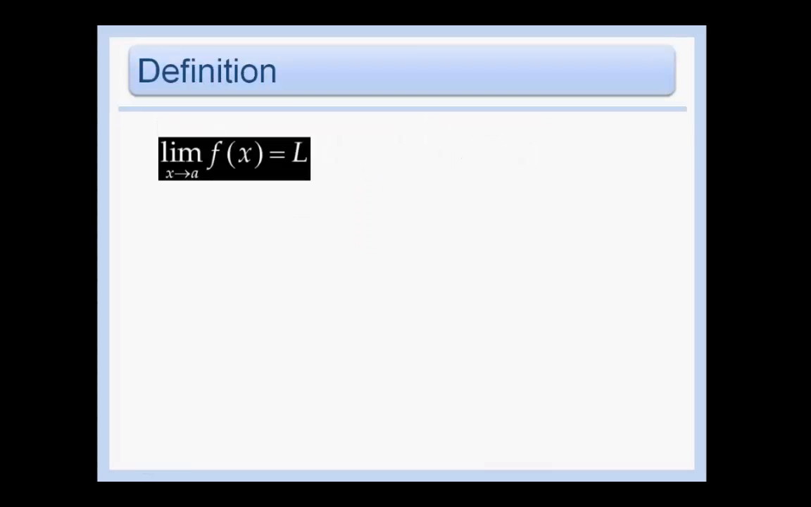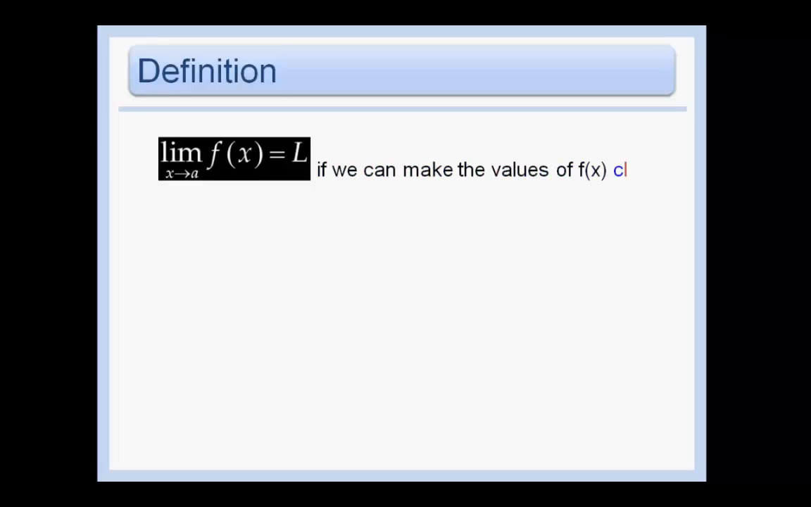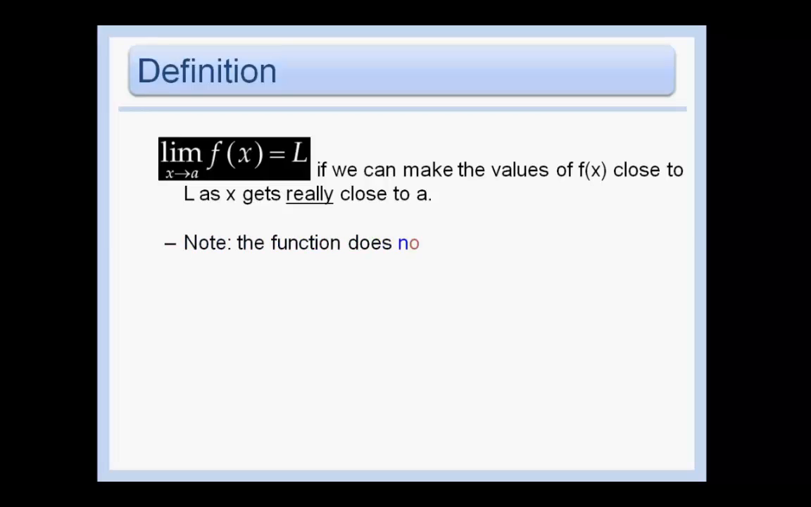Now let's look at the definition. We say that the limit as x approaches a of f of x equals L if we can make the values of f of x close to L as x gets really close to a. Note, the function does not need to be defined at x equals a. We haven't seen an example of that yet, but we're about to in the next slide.